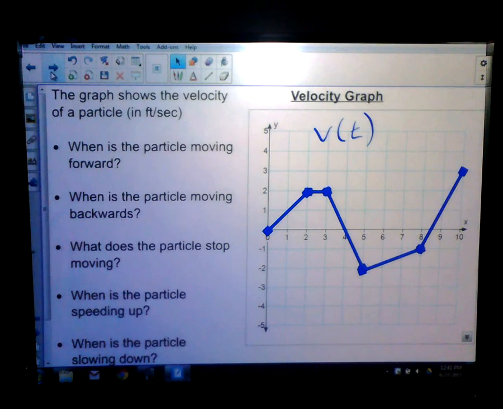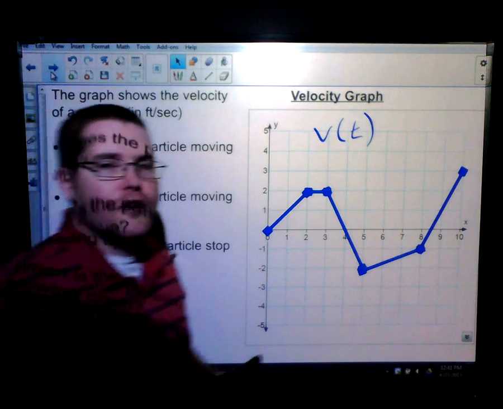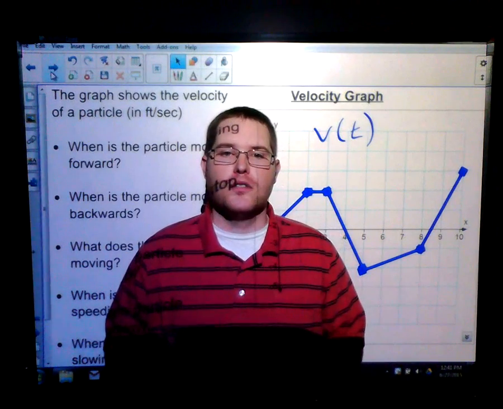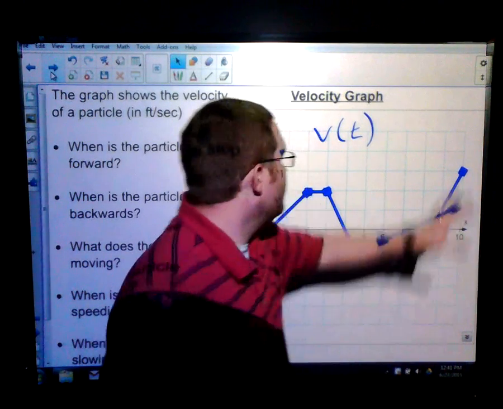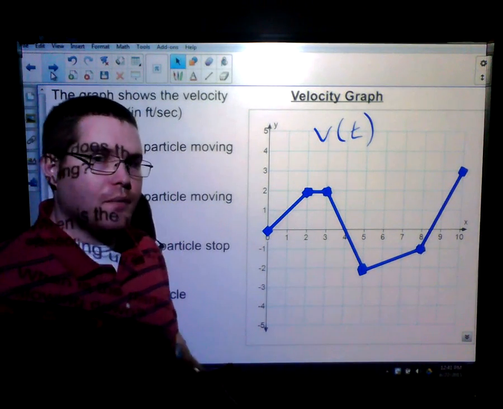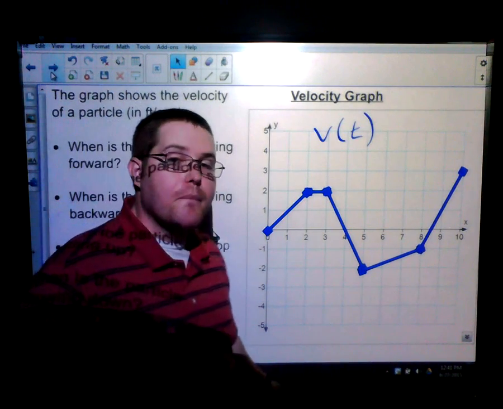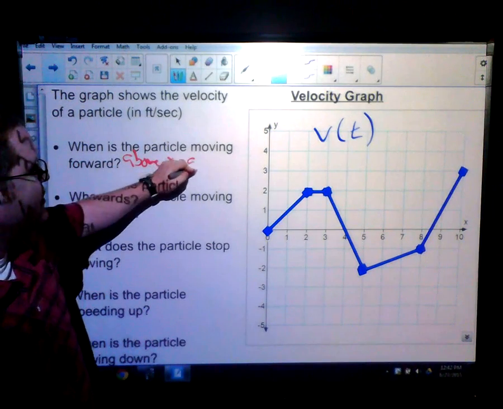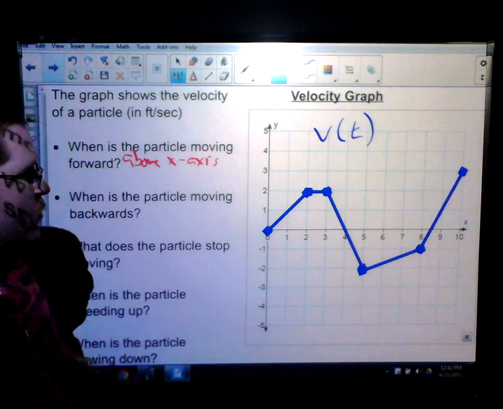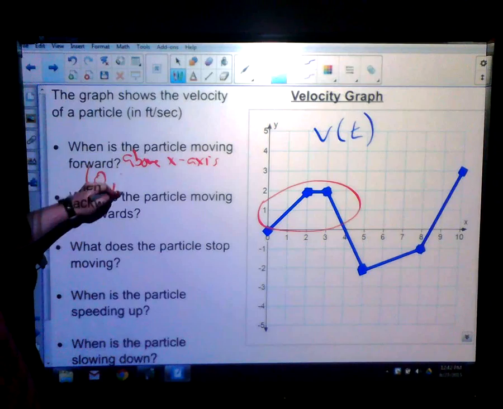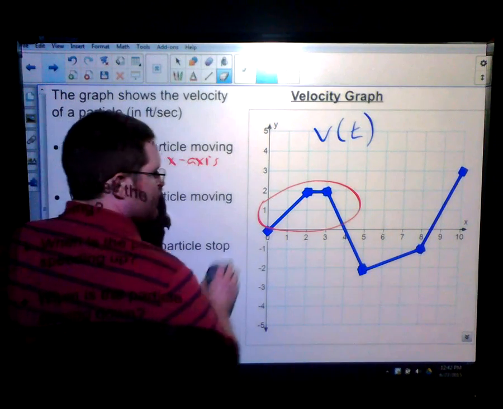When is the particle moving forward? Well, what tells you whether it's going forward or going backwards? The velocity tells you that. How do you know it's going forwards? The velocity is positive. Look at this graph. This is velocity. So when does this graph have positive numbers? In other words, when is this graph above the x-axis? From 0 to 4, it's above the x-axis.